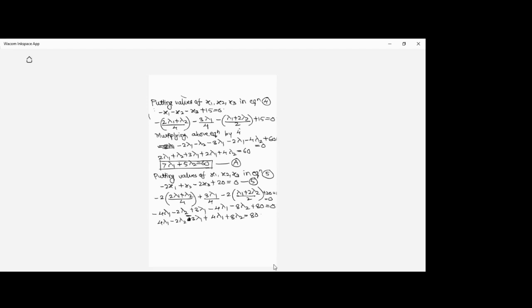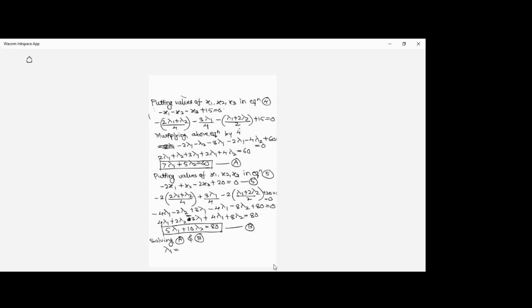So what we will be getting is 4 lambda 1 minus 3 lambda 1 is lambda 1, lambda 1 plus 4 lambda 1 is equal to 5 lambda 1, right? So minus 2 lambda 2 will be plus here. So plus 2 lambda 2 plus 8 lambda 2 is 10 lambda 2 is equal to 80. So this is our second equation with respect to lambda 1 and lambda 2. So solving A and B, you have two equations and two unknowns.